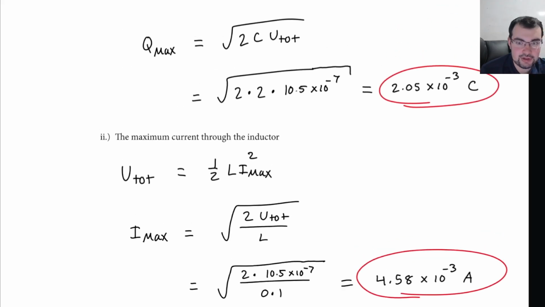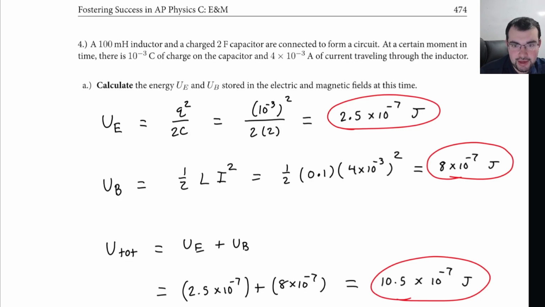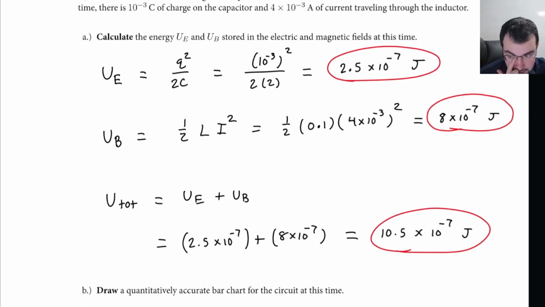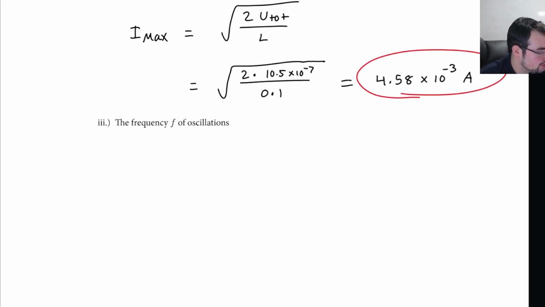So if we look, we actually started with 4 times 10 to the minus 3 amps because most of our energy was already in the magnetic field. So we didn't have to have that much more current.